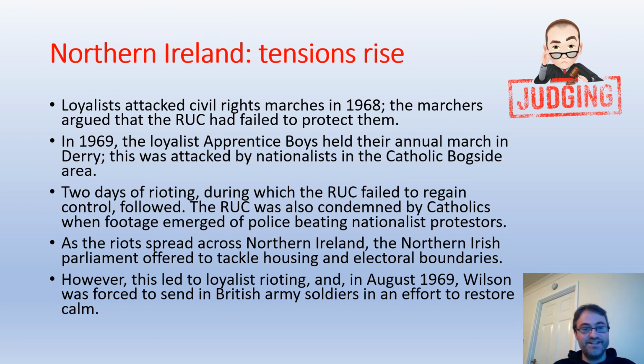A year later, in 1969, there's a loyalist group who call themselves the Apprentice Boys. Every year in the city of Derry in Northern Ireland, they hold a march. And this time the march is attacked by nationalists. As they march through a Catholic area called the Bogside, the Apprentice Boys come under nationalist attack. It leads to 2 days of really serious rioting, and the RUC, the police, can't get a handle on this. They don't get control back.